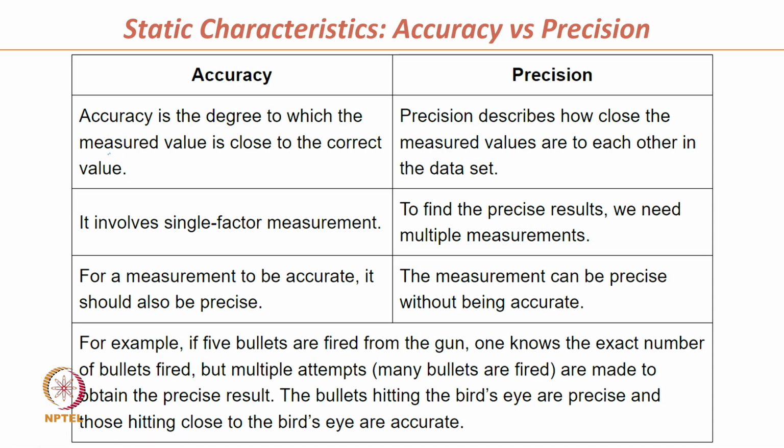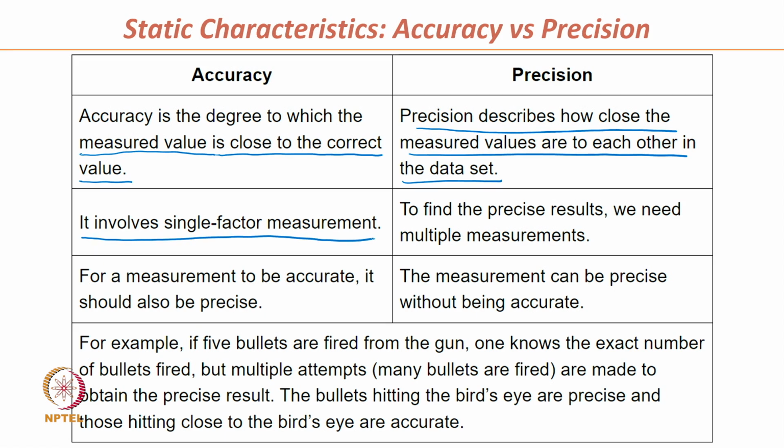Accuracy is the degree to which the measured value is close to the correct value. However, precision describes how close the measured values are to each other in the data set. It need not be accurate, or close to the true value. Usually accuracy involves a single measurement. You just apply one input and you can measure the accuracy of the sensor. However, to measure the precision, you have to repeat the experiment multiple times, get multiple outputs, and see how close they are confined.